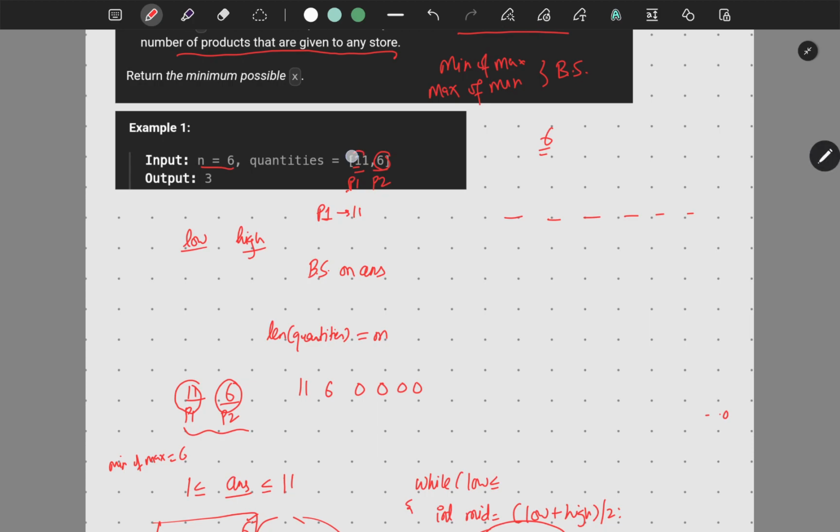Okay, so we have 11. So we have 11 quantity of p1, so we would give 6 to p1, so store 1. Then we would have 5 left, so now we would give 5 to store 2.